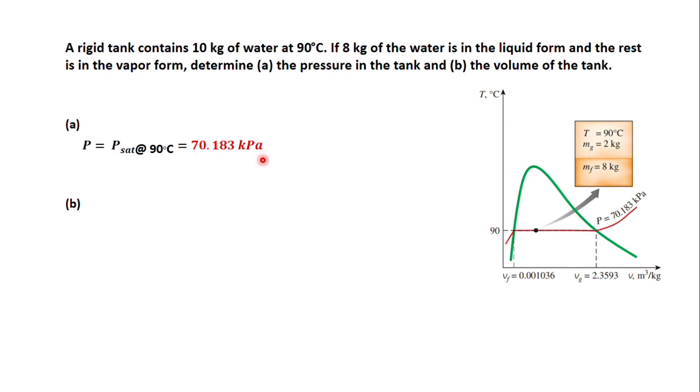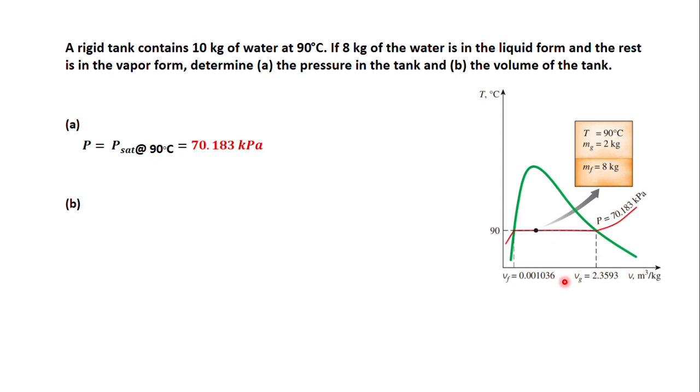Next, let us solve for letter B, or the volume of the tank. At 90 degrees Celsius, we have our vf, or specific volume of saturated liquid, to be 0.001036 cubic meter per kilogram. And for our vg, or the specific volume of saturated vapor, we have 2.3593 cubic meter per kilogram. We obtain these values from Table A-4 of our property table.